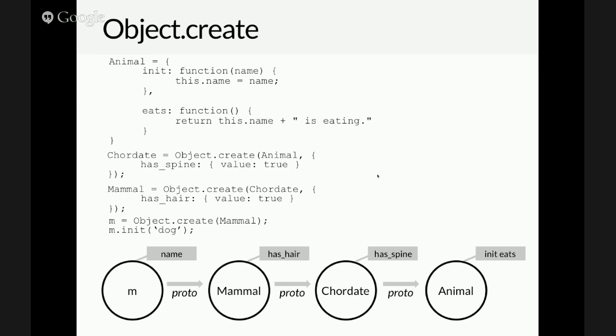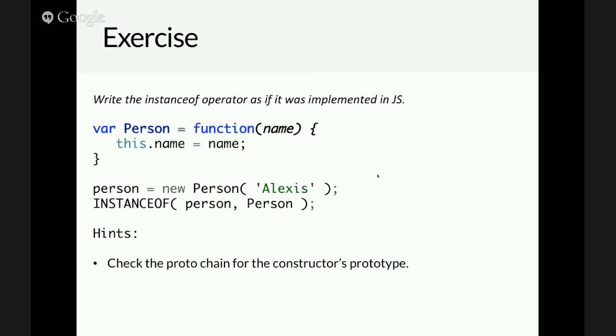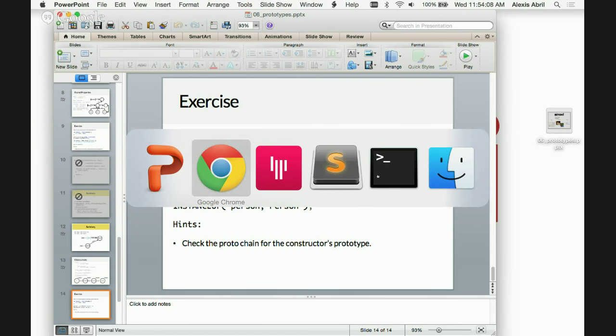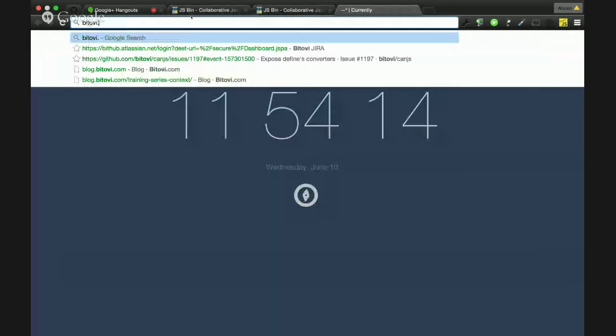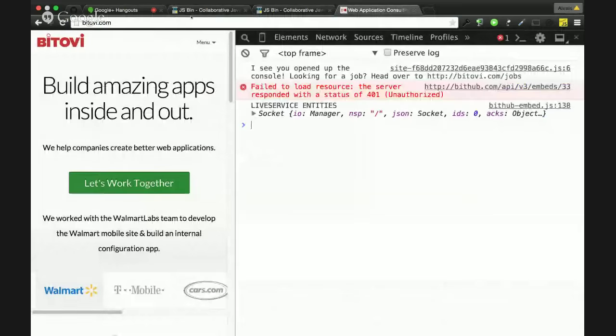As is very popular with any kind of inheritance concept, you want to know what you're inheriting from. Am I a mammal? Am I a chordate? What is M? What do I have access to? So this is where you have things like typeof and instanceof. Instanceof, if you're unfamiliar with the keyword, is a way to check if your object's proto is pointed to some other constructor. So if I were to step out into the console really quickly, Bitovi.com, open up a console here.